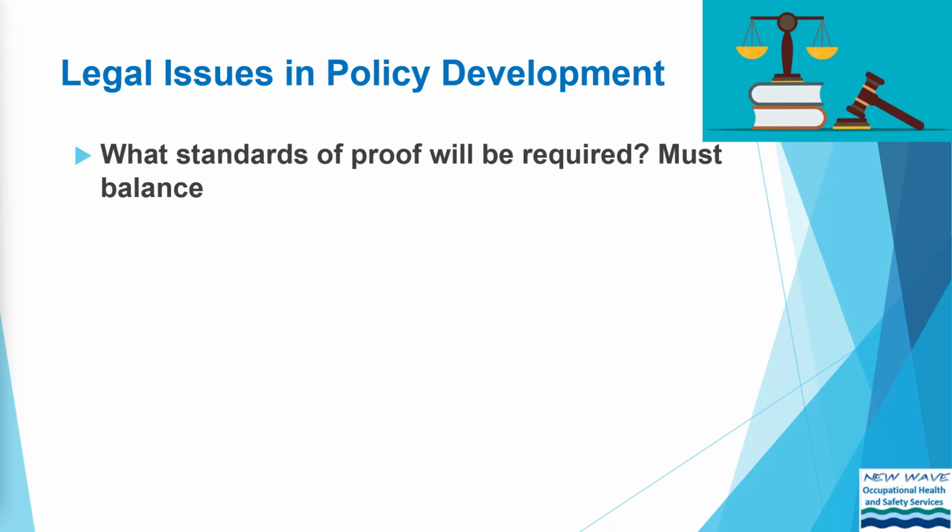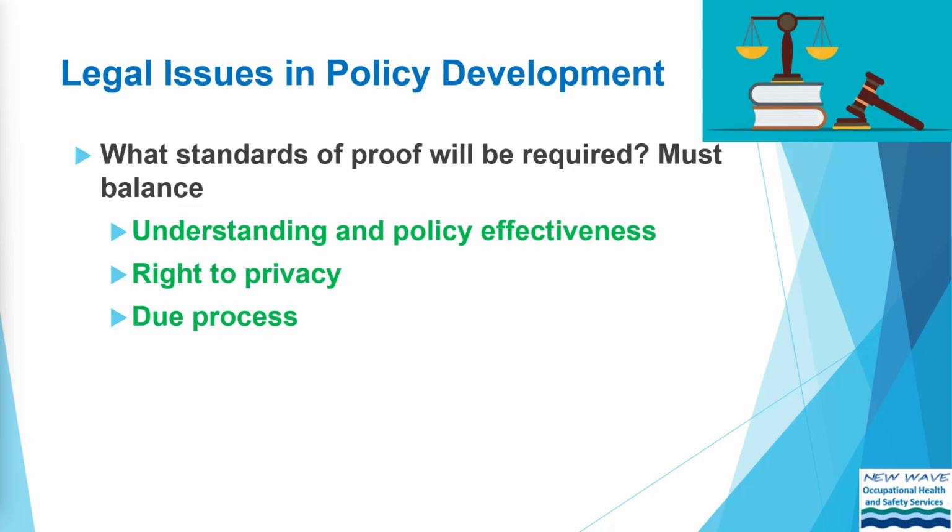A second legal issue is the standard of proof your policy will require. These cases must balance several issues. The first issue is that your policy must be understandable to be effective. You must avoid making it so complex or all-encompassing that your users cannot follow or understand it.